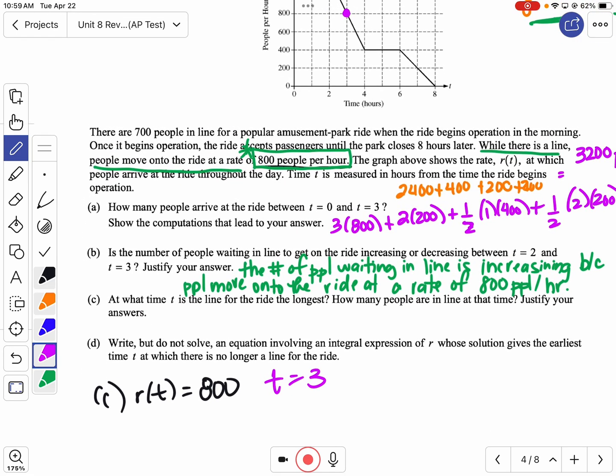The only other options, okay, would be at the beginning or at the end, right? Okay, because we got finite values there if you're thinking your candidates test, all right? So at t equals 3, right, our rate would be 800, okay? And so then we would assume it would not be longest in the beginning or at the end, but we could figure it out, right? Because how many people do we have there at t equals 0?